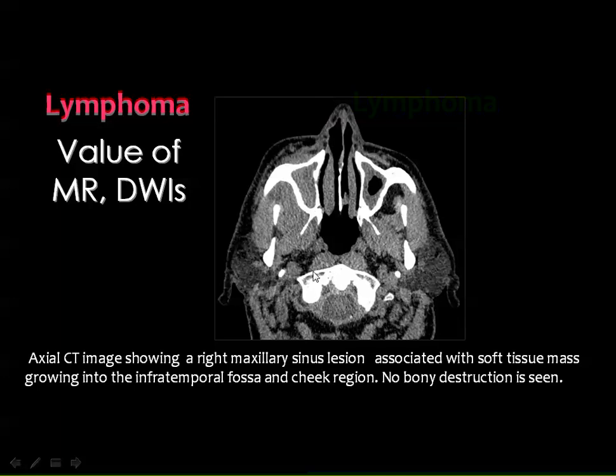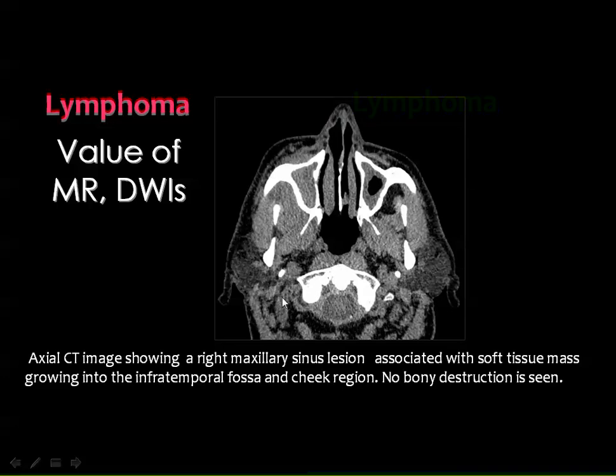But if you look carefully, you see that there is a mass outside the maxillary antrum infiltrating the infratemporal fossa, the fat is obliterated here and the mass is merging with the pterygoid muscles and also involving the masseter muscle. The degree of bone destruction is not appreciated here. But this is not sinusitis.